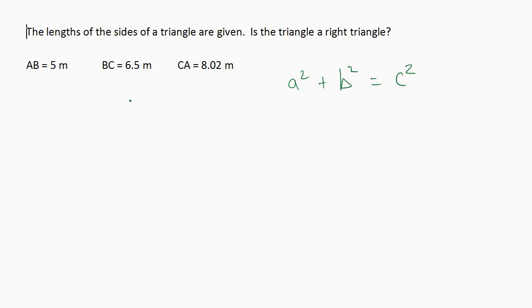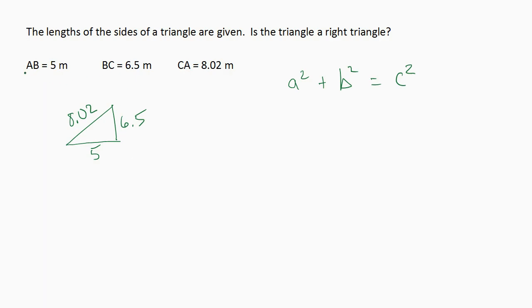Well, we could draw a diagram. I'm just going to help us visualize it. Let's assume for a second it's a right triangle. Maybe it's not. I really don't know yet. And the length of AB is 5, the length of BC is 6.5, and the length of CA is 8.02. So this 8.02 is the longest of the three, so we know that this side must be 8.02. Now the other two are just going to fall into the other two spots, so this can be 6.5, and this side can be 5.